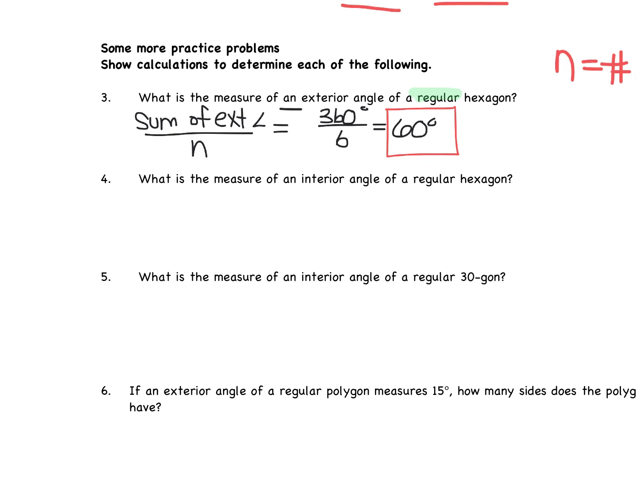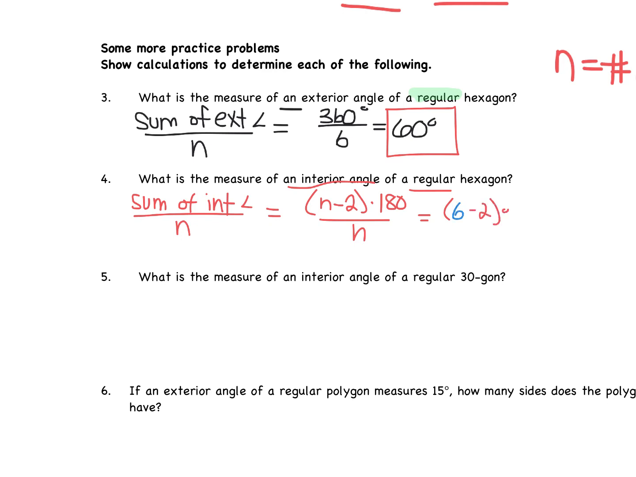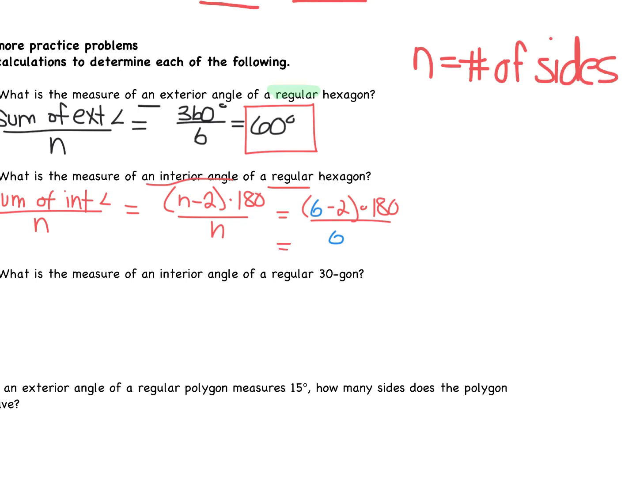Now, if we want to find the measure of an interior angle of a regular hexagon, what I have to do now is find the sum of the interiors and then divide by the number of sides. So the sum of the interior angles is n minus 2 times 180. We're going to divide by n. I know what n is. n is equal to 6 in a hexagon, so it's going to be 6 minus 2 times 180 divided by 6. That'll give me 4 times 180 divided by 6. So each interior angle, if I was to multiply that, it's 720 divided by 6. This is equal to 120.